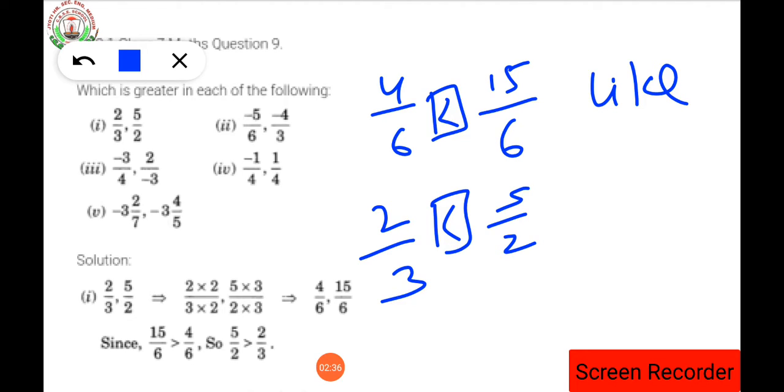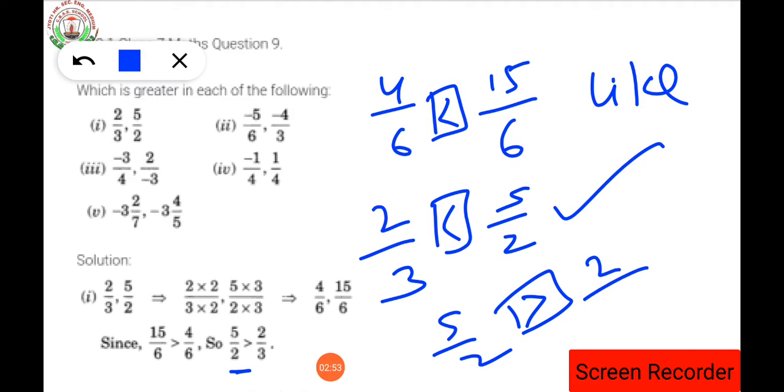Have you understood up to here? In the same way we are going to do the rest of the questions. Clear, students? Here the greater is written at the left hand side and the smaller at the right hand side. You can write it this way, or you can write it like this also, because the sign will be this. 5 by 2 is greater than 2 by 3, or we can write 2 by 3 is smaller than 5 by 2. It has the same meaning.